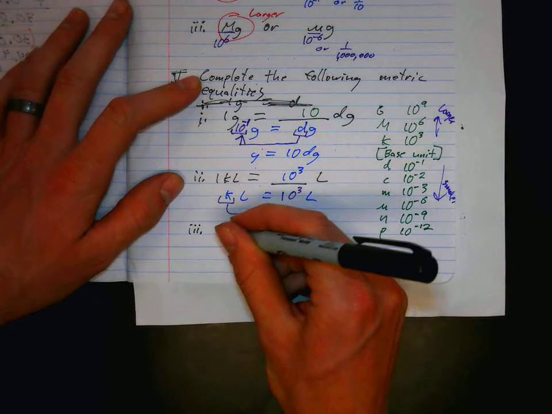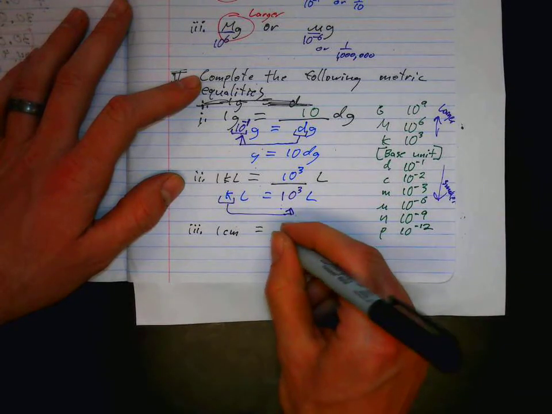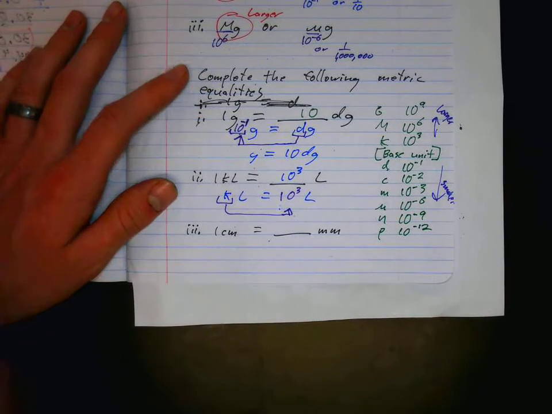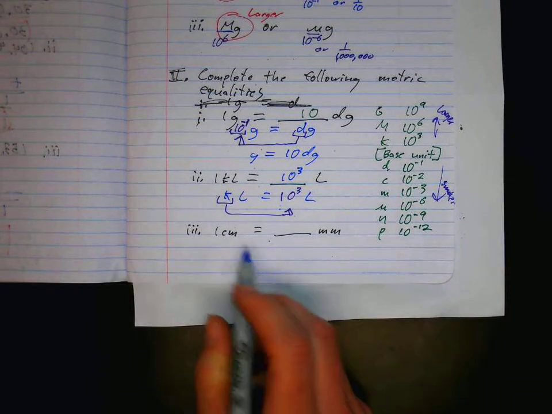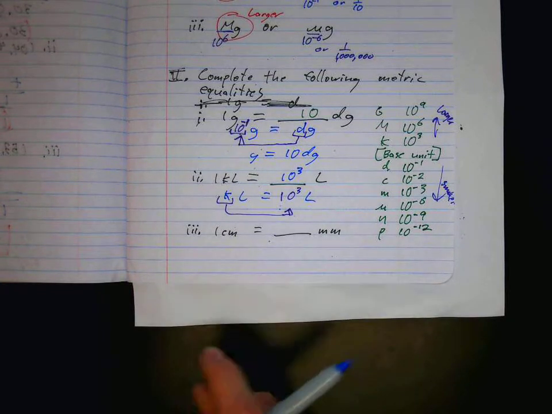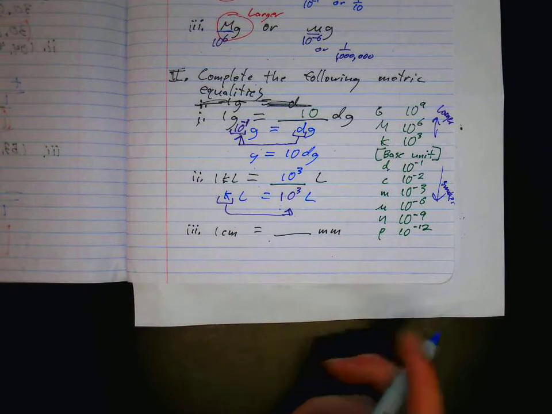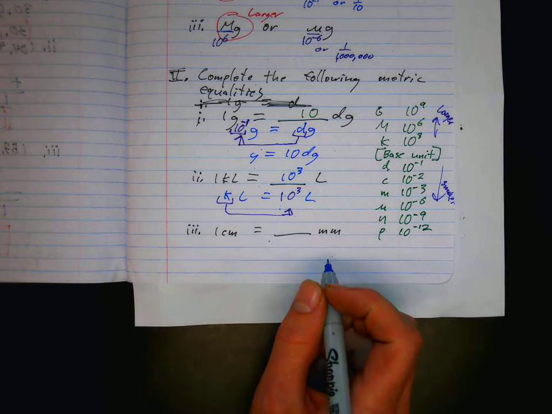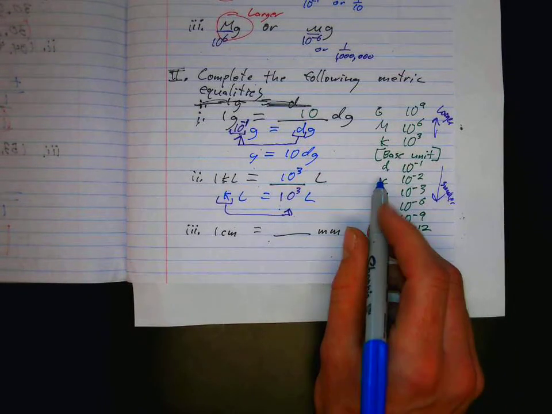1 centimeter equals blank millimeters. So in this case, when we have 2 units with prefixes, there's a couple of ways we could do this. First, we could develop the equality between centi in the base unit and milli in the base unit. That would be one way to do this. Or we could just look at the factor difference between them.